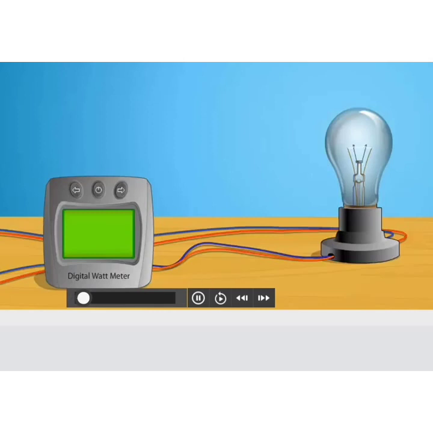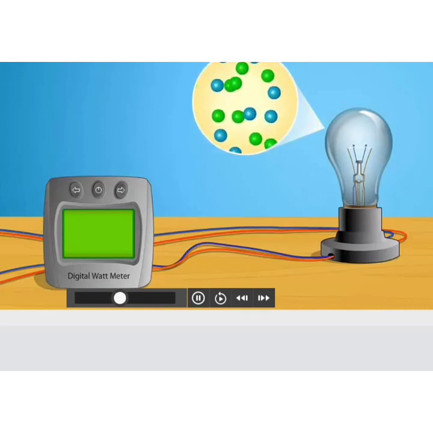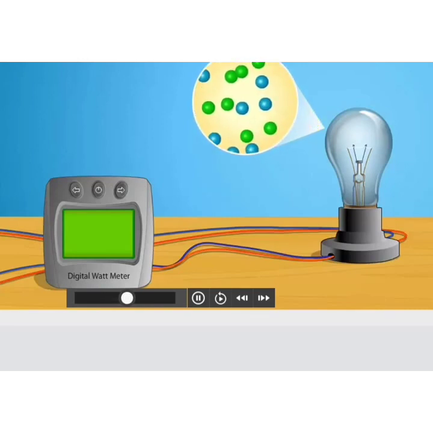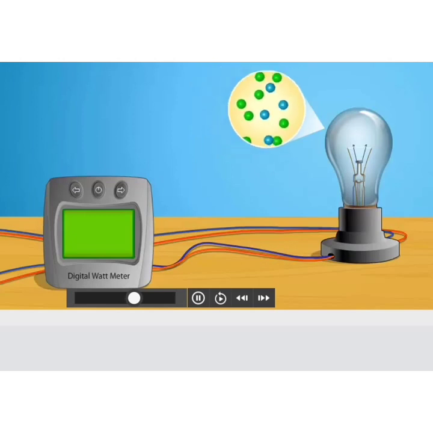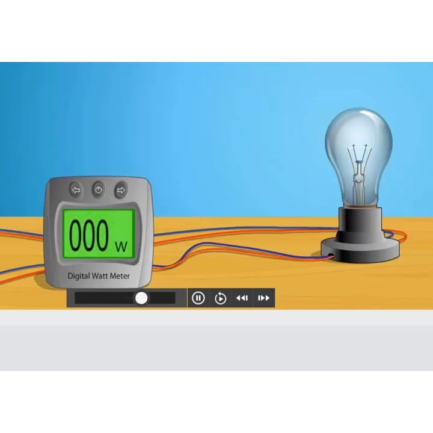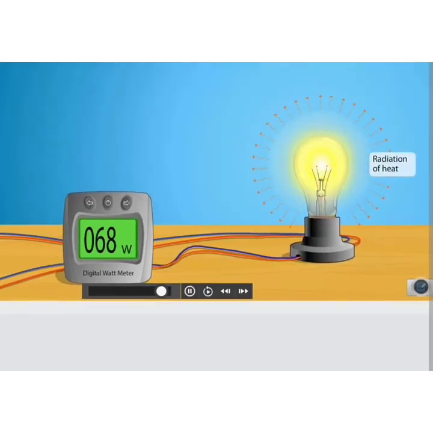Let's see how heat is radiated from a light bulb. Initially, when the bulb is not lit, it does not radiate any heat. The air particles around the bulb are undisturbed. When the bulb is switched on, it glows and radiates heat. As the power supplied to the bulb increases, it radiates more heat.